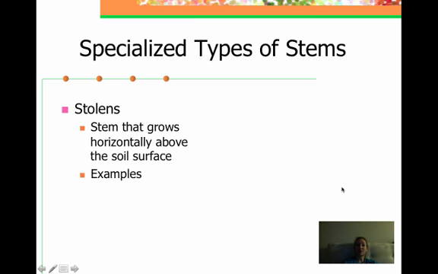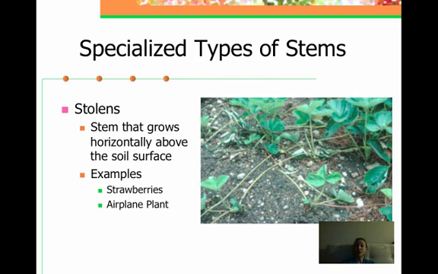And our last type of stem is a stolon. A stolon is a stem that grows above ground. Some examples of those would be strawberries, squash, watermelons. So just remember, a rhizome is going to be a stem growing underground, and then a stolon is going to be one that's actually on top of the ground that you can see.